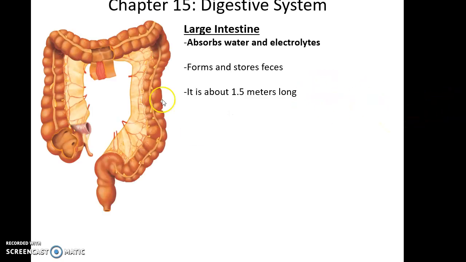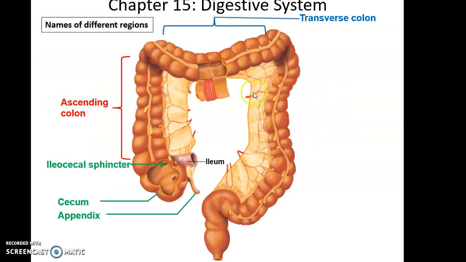All right, the large intestine is wider than the small intestine, and it absorbs water and electrolytes. It also forms and stores feces and is approximately 1.5 meters long, which is, I think, about 4.5, 5 feet long. So, the large intestine has many regions with different names.